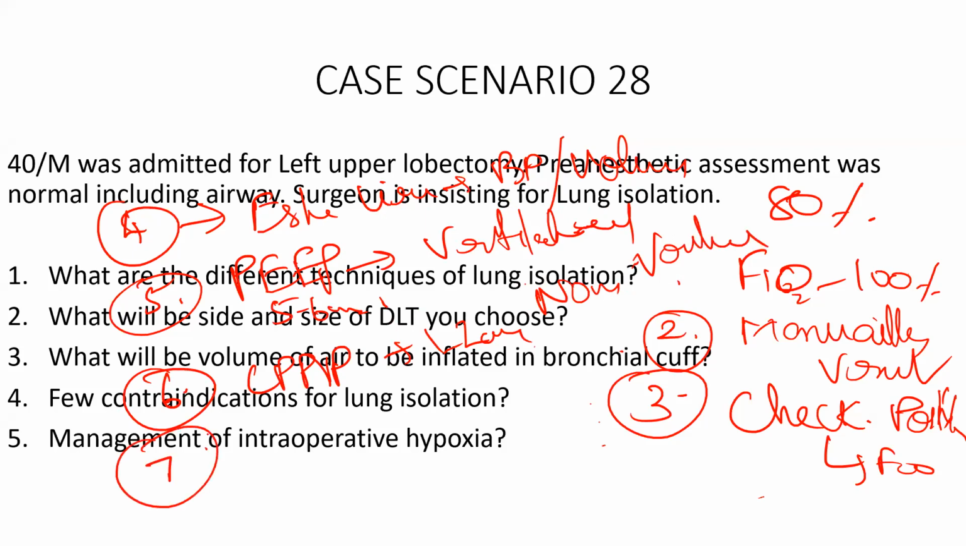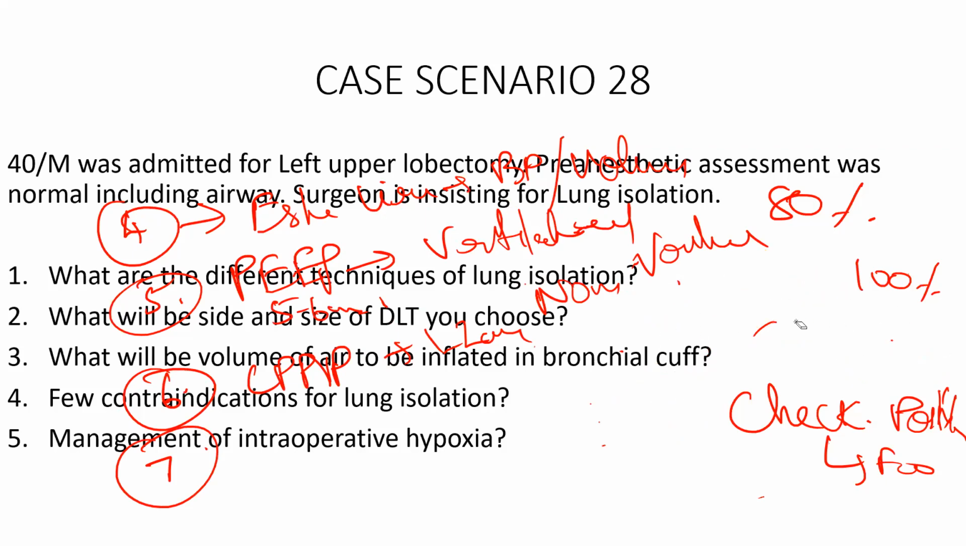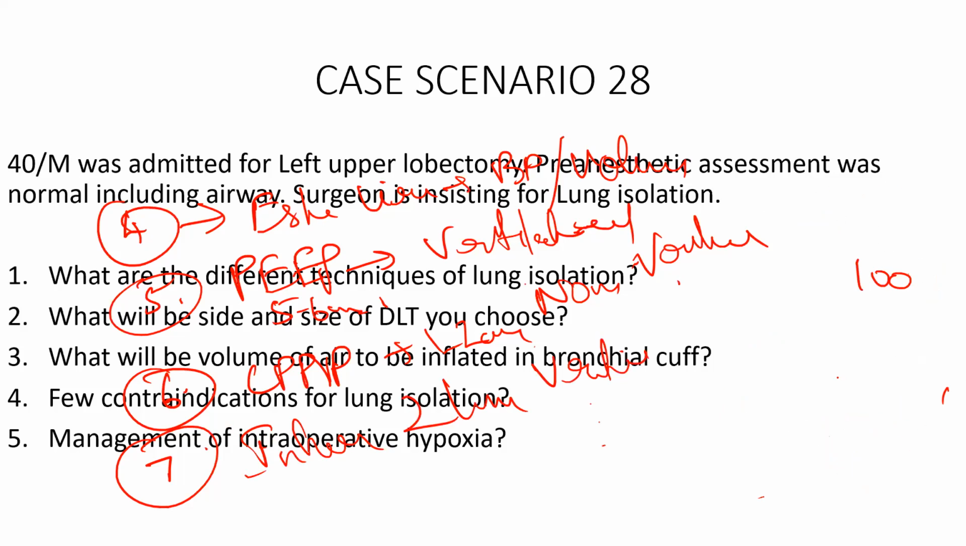Then intermittent two-lung ventilation, not continuous, intermittent two-lung ventilation. Then permissive hypercapnia. Before that, now the patient is hypoxemic. Change the mode of ventilation: pressure control ventilation instead of volume control ventilation.